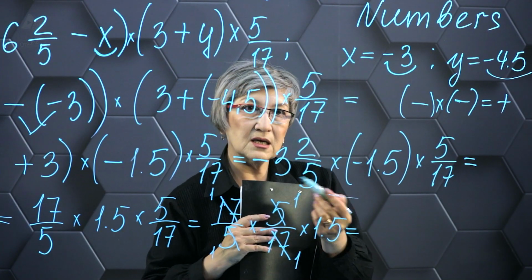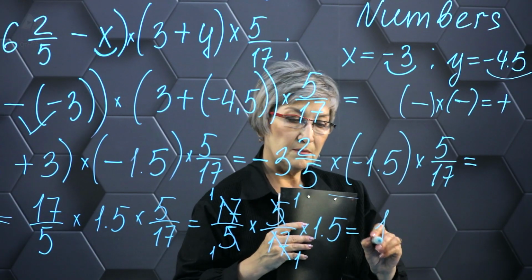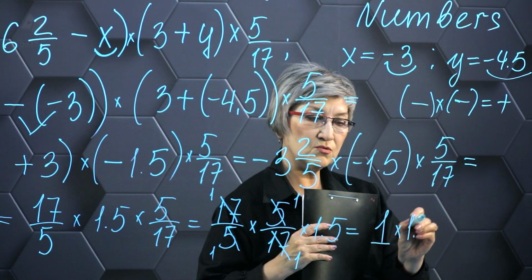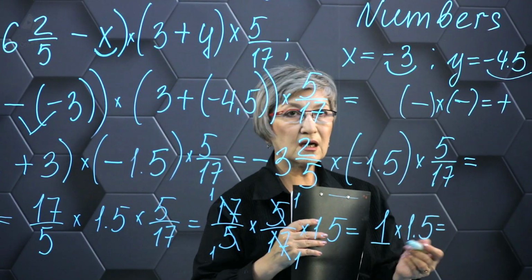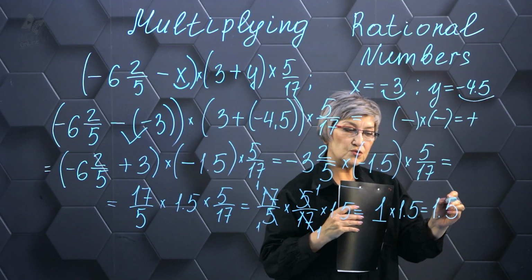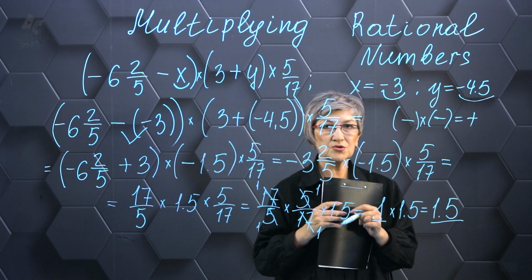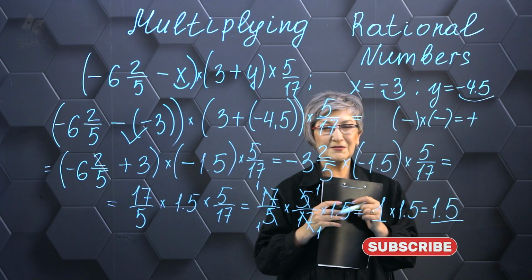And in the denominator, 1 times 1 is 1. And the result is 1 multiplied by 1 whole 5/10, as I need to multiply the number by 1. And the result is the same number. That's why I didn't write the decimal fraction as an ordinary fractional number.